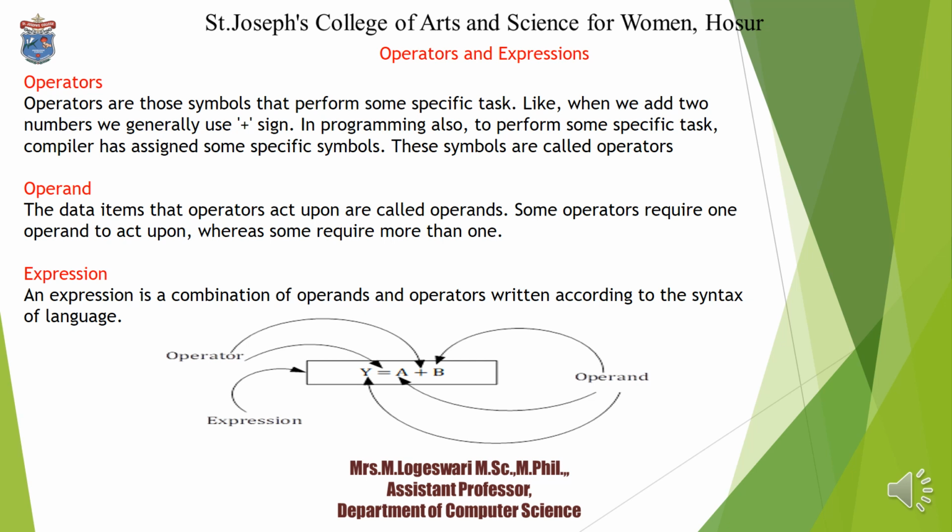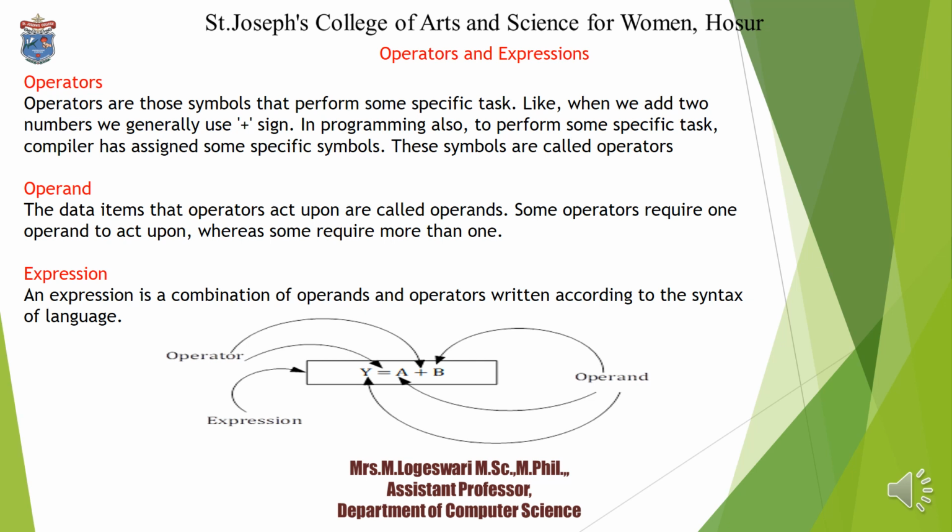For example, we can add two values. What symbol do we use? We are using plus. So plus is also called an operator. So what is meant by operand? All variables that the operators act upon. That means that variable is called the operand. Some operators act upon a single variable or multiple variables also.